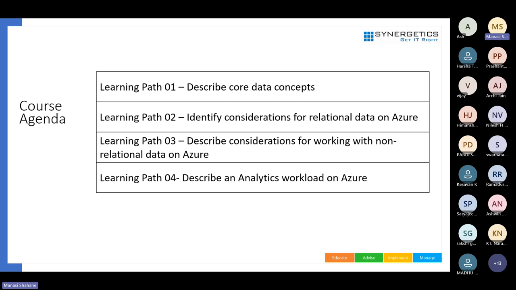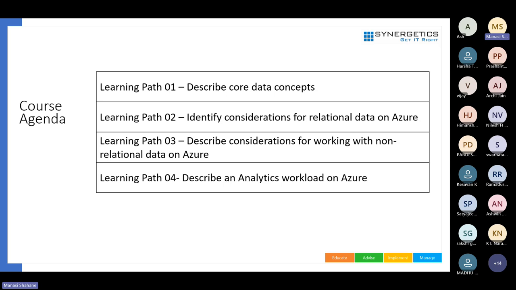Then the second module moves on to the relational part, that is relational databases. It is going to talk about the SQL concepts on top of a database, and what the different services are that are available on Azure for relational data. Then the third module is going to talk about NoSQL databases or non-relational databases, the non-relational data that is available, and how you can manage that sort of data in Microsoft Azure, and which related service you can use.